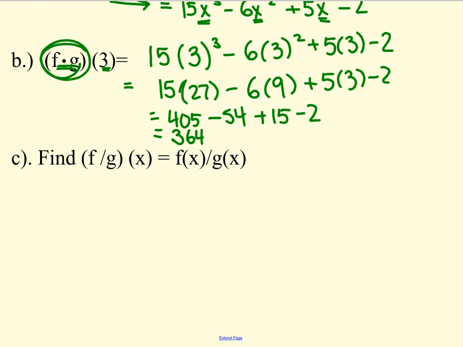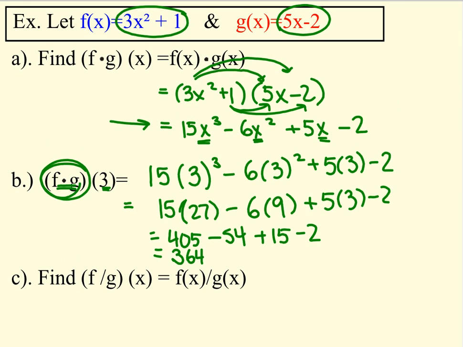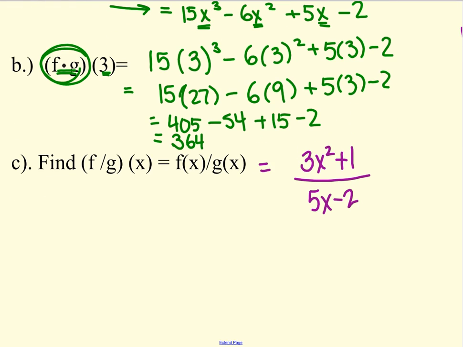Part C says divide them, essentially, take f of x divided by g of x. So I'm going to go back up and change colors here. I'm going to take f of x, which is our blue function. That's going to go in the numerator, 3x squared plus 1, divided by our g of x, which is 5x minus 2. So there is our final answer for when we divide those two functions, f of x divided by g of x.